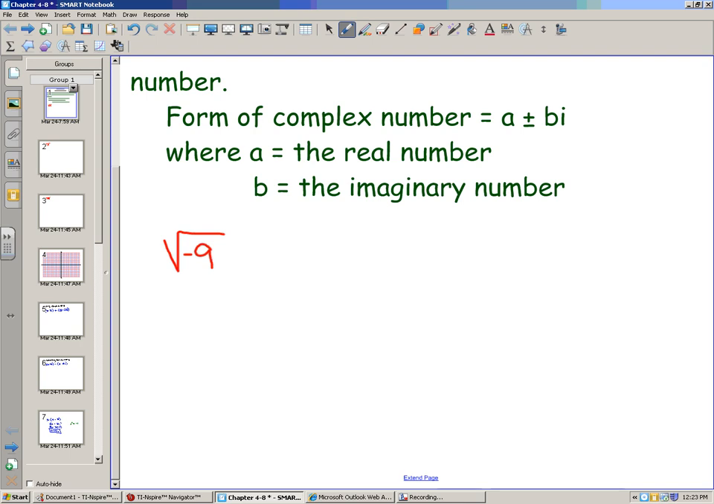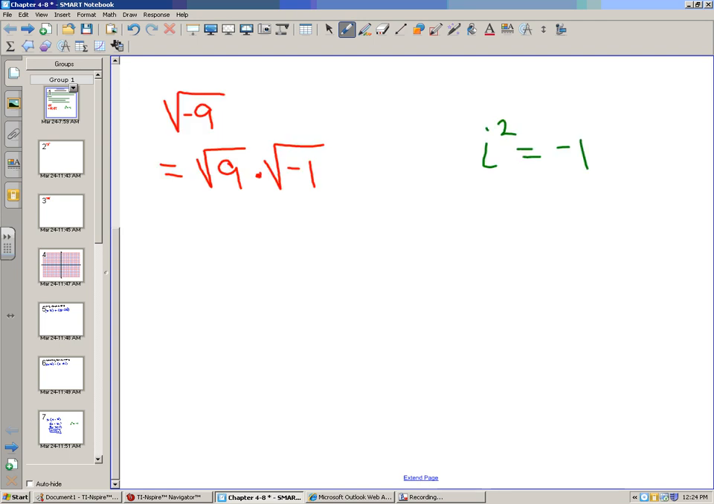So what they did is they pulled it apart and made it 9 times -1. And they said that i squared is equal to -1. They assigned the letter i and squared it and said that was equal to -1. So every time you see a -1, what can you legally substitute in for it? i squared. So that's what they did. The square root of 9 times i squared.